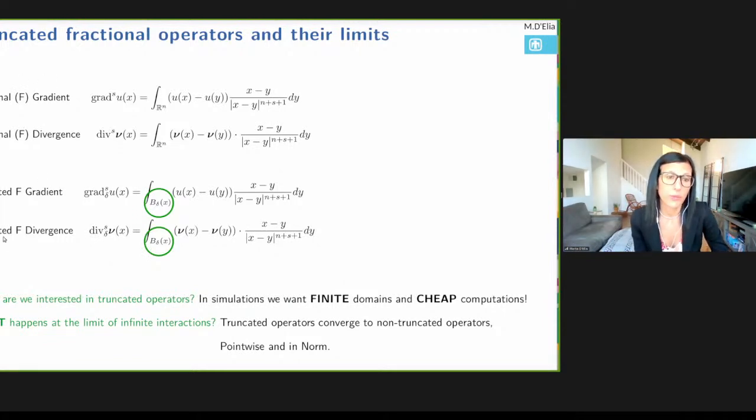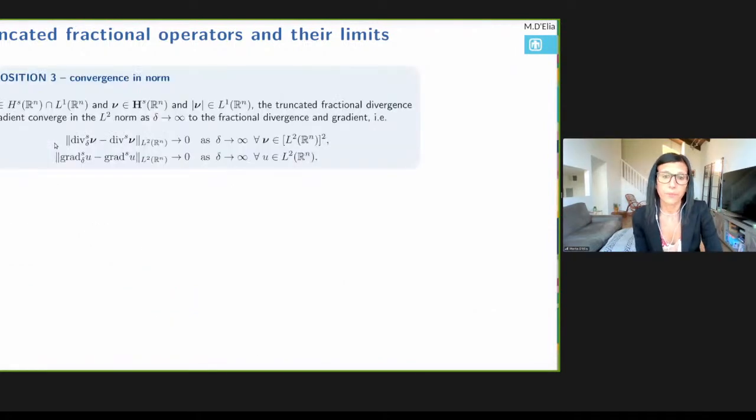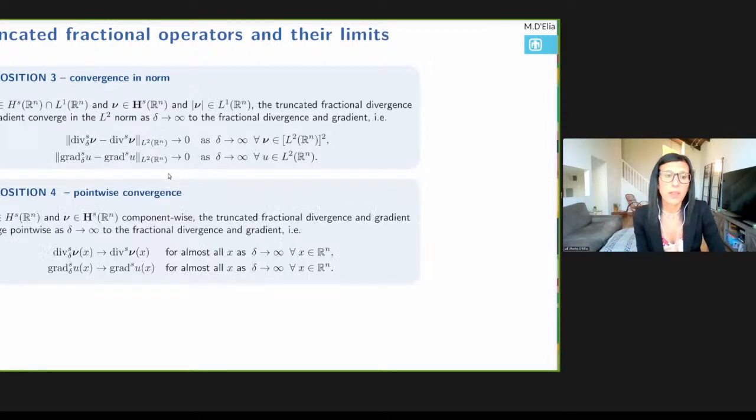Truncated fractional gradient and divergence converge in norm and pointwise to these non-truncated fractional operators. And here I just have basically a more rigorous version of what I just said. So we have convergence in norm of the fractional truncated divergence to the fractional divergence, and same thing for the gradient. And then pointwise convergence. So for almost every x, we have that the truncated divergence converges to the non-truncated, and same for the gradient.